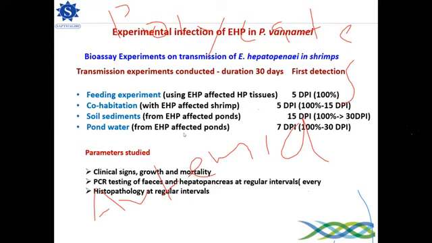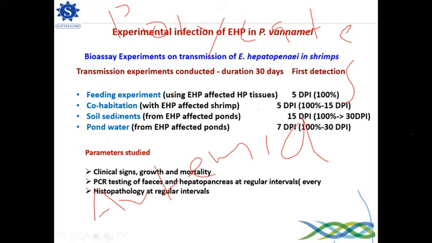Whereas in pond water, 100% EHP infection only occurs after 30 days post-infection. That means EHP spread does occur through water, but in a very slow manner. Very slowly only it is spreading.